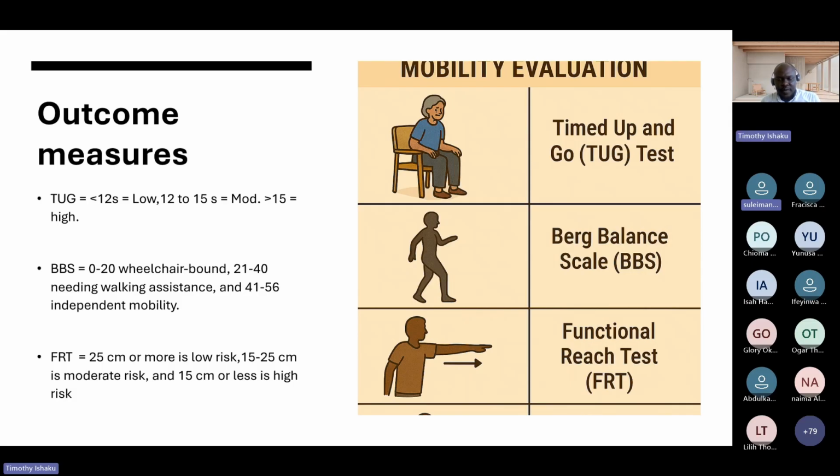That's high fall risk. That's the interpretation. Then 21 to 40 is fair balance, with moderate fall risk. And then 41 to 55 is good balance, that's low fall risk. And 56 is excellent balance.